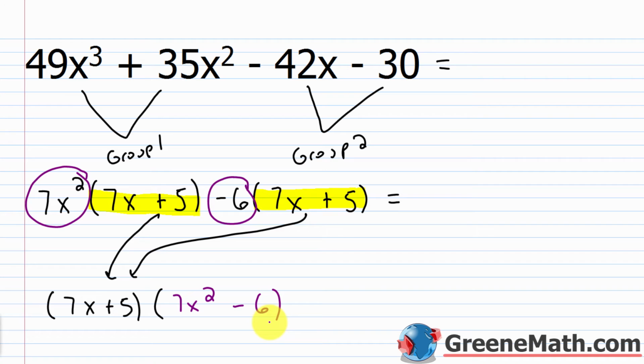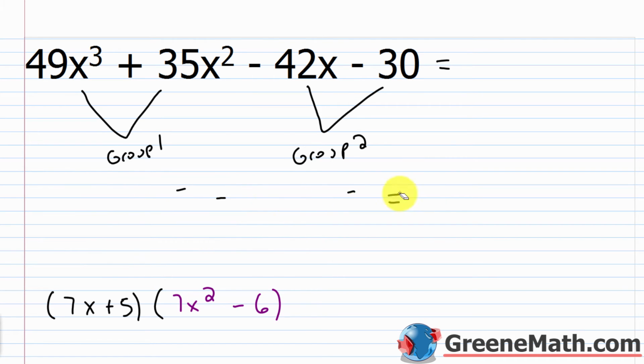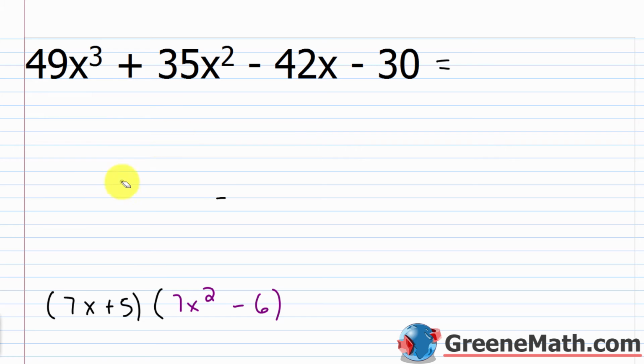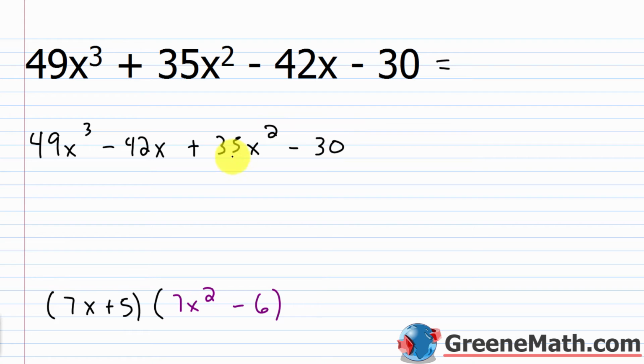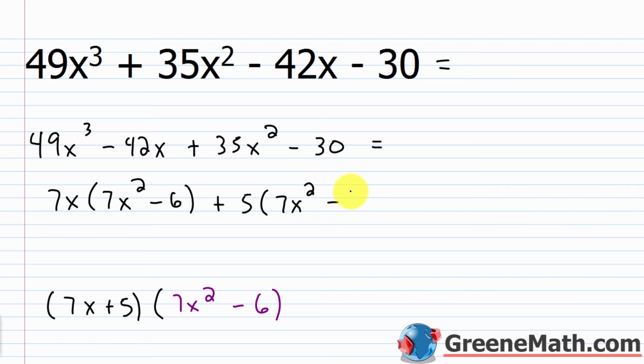And again, this isn't the only way you could have done that. I could have rearranged this into two different groups and gotten the same result. So let's say I did 49x cubed and then minus 42x. That's a group. Each would be divisible by 7x. And let's say I did another group where we have 35x squared minus 30. Each is divisible by 5. So in the first group, I would pull out a 7x, and I'd have 7x squared minus 6. In the second group, I'd pull out a 5, and I'd have 7x squared minus 6.